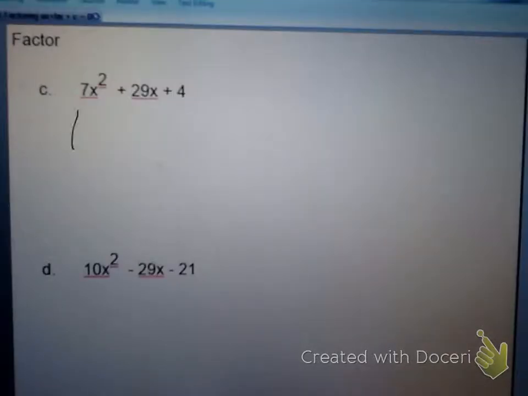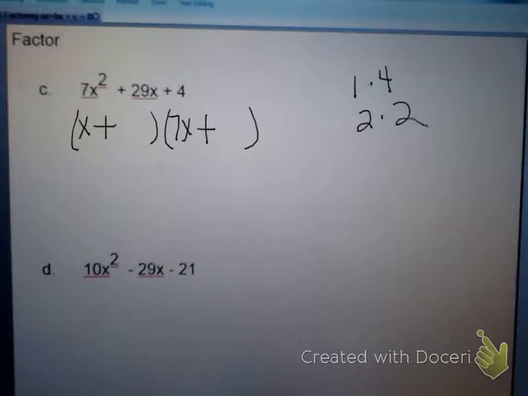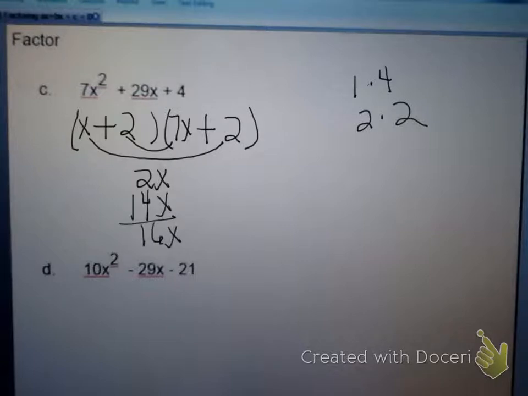Example C, make your two binomials. Both of the signs are going to be positive. Factors of 7, 1x and 7x. Factors of 4, 1 and 4, or 2 and 2. Okay, I'm going to try the 2 and the 2. My outside term is 2x. My inside term is 14x, which is 16x. That is not my middle term. Now, normally I would switch the numbers, but because they are the exact same factors, I don't have to do that. I am going to delete the 2 and the 2, and I'm going to try the 1 and the 4.